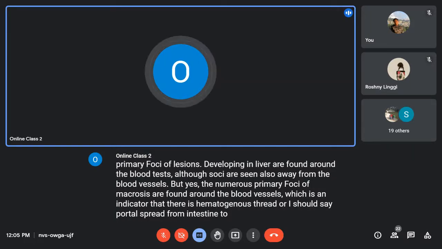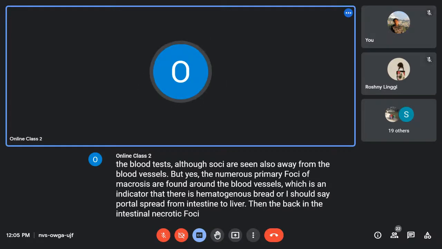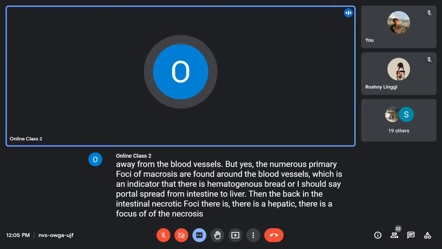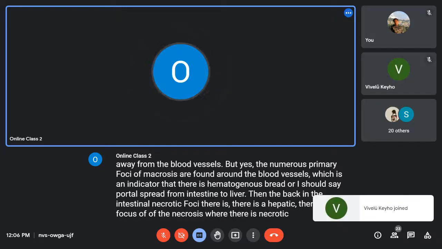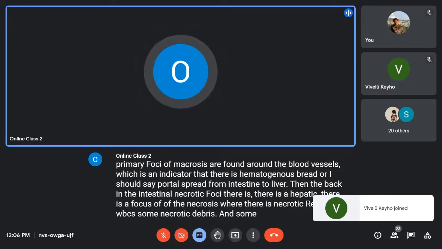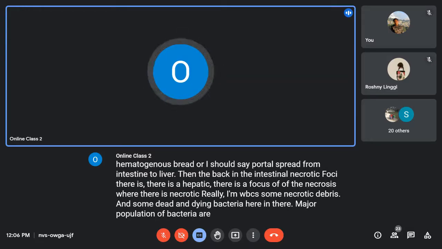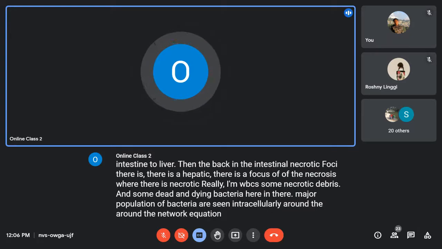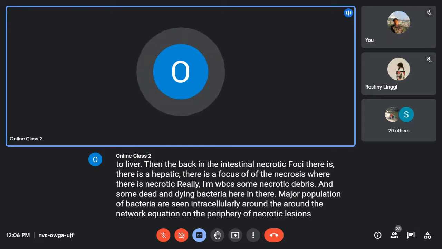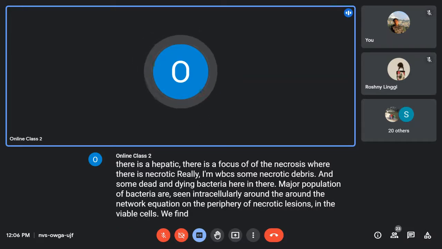In the hepatic necrotic foci, there is necrotic debris, some WBCs, and some dead and dying bacteria here and there. The major population of bacteria are seen intracellularly around the necrotic lesion. On the periphery of necrotic lesions, in the viable cells, we find the presence of bacteria.